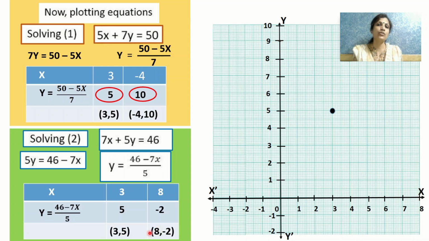Hence our two coordinates are (3, 5) and (8, -2). Now we have coordinates of both the equations. Let's try plotting it. First coordinate is (3, 5), and you will plot it like this. Second coordinate is (-4, 10).